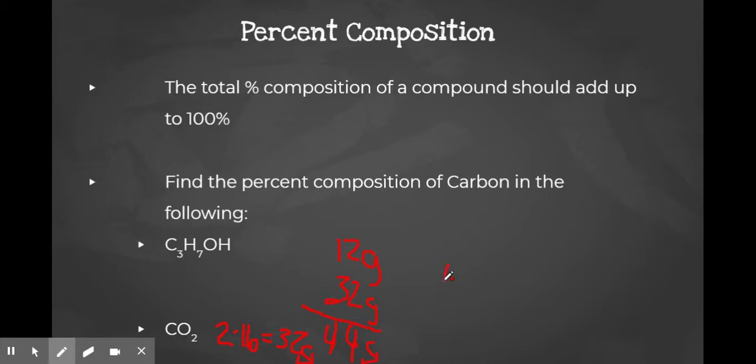Then we can divide. Carbon is 12, it's the part, divided by 44, which is the total. And 12 divided by 44 is, hang on, getting out my calculator again, 0.27. We times that by 100, 27%. So 27% of carbon dioxide is made up of carbon.